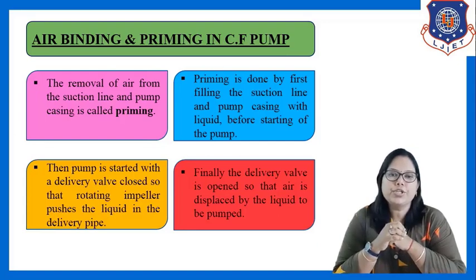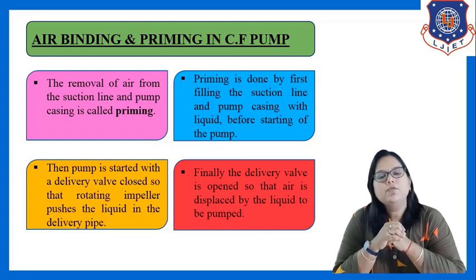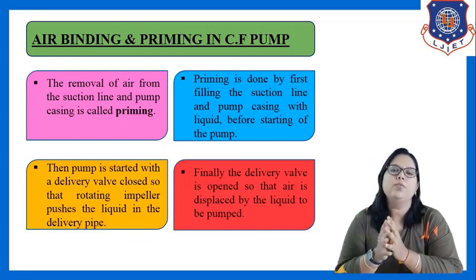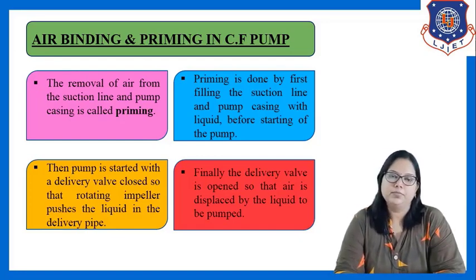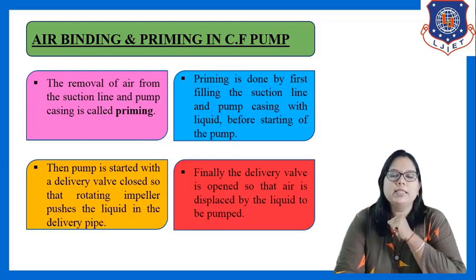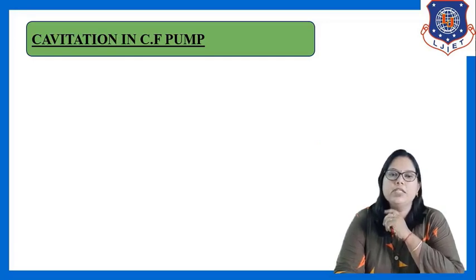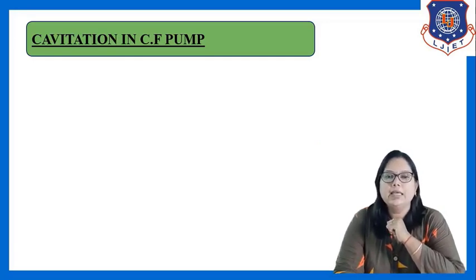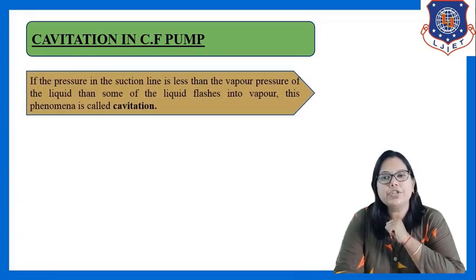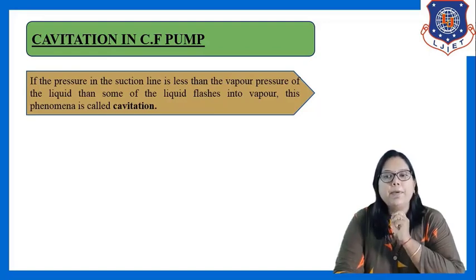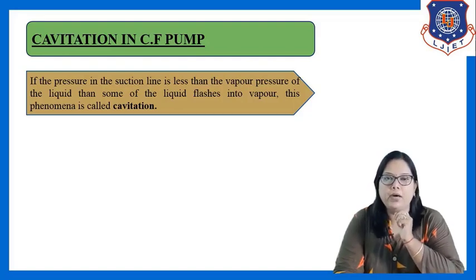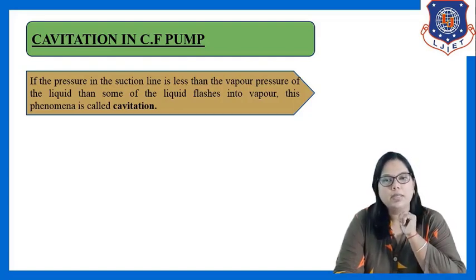So these are the two situations which happen in the centrifugal pump: air binding, and to remove air binding we do priming in the pump. Got it? Now let us move to the second condition in the centrifugal pump, which is known as cavitation. Now what is this cavitation? If pressure in the suction line is less than the vapor pressure of the liquid, then some of the liquid flashes into vapor. This phenomenon is called cavitation.